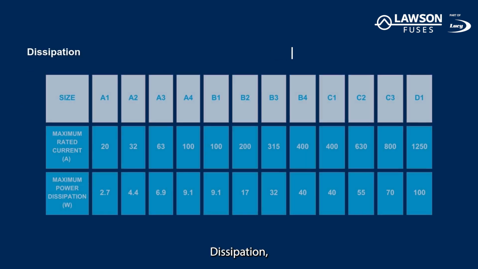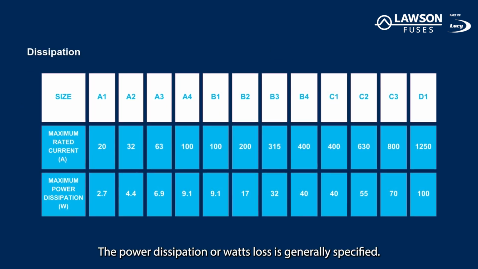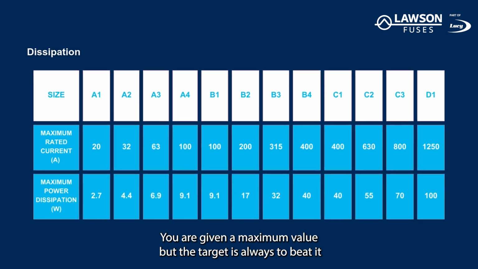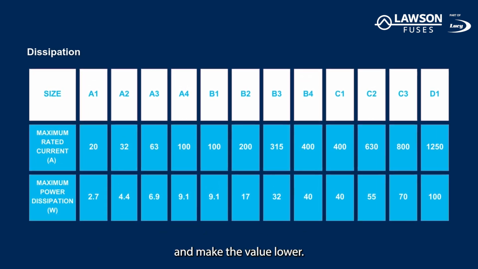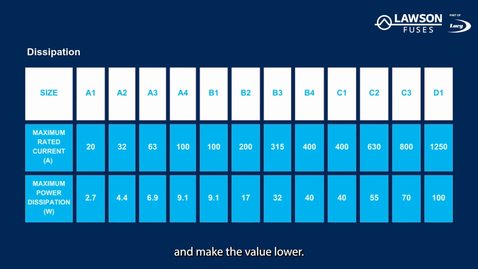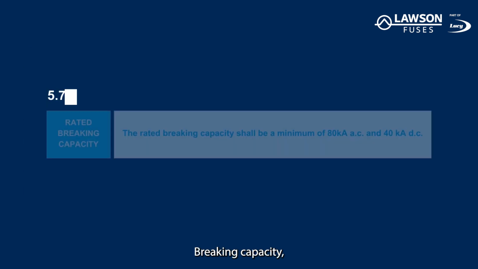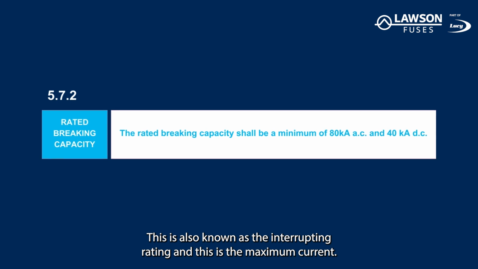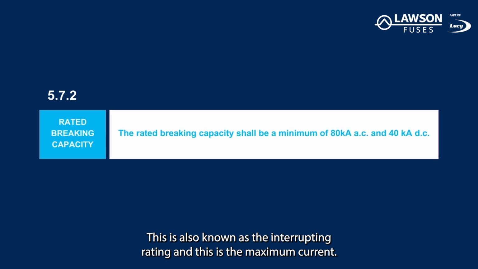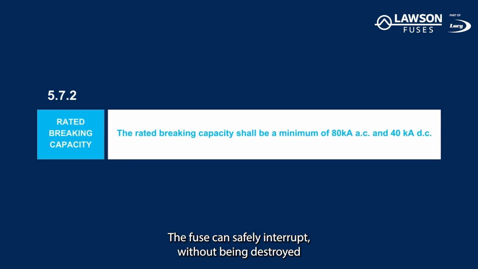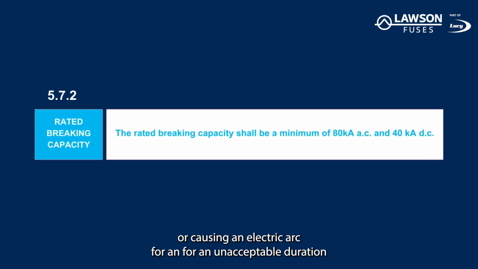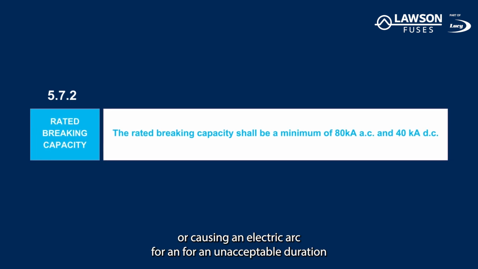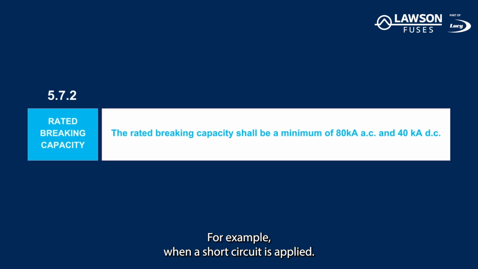There are lots of these, and the standard you review will tell you which one to use. Power dissipation. The power dissipation or watts loss is generally specified. You are given a maximum value, but the target is always to beat it and make the value lower. Breaking capacity. They always state the minimum breaking capacity. This is also known as the interrupting rating, and this is the maximum current the fuse can safely interrupt without being destroyed or causing an electric arc for an unacceptable duration. For example, when a short circuit is applied.